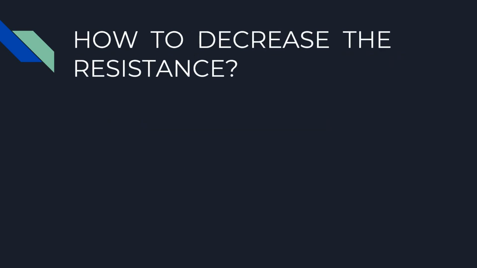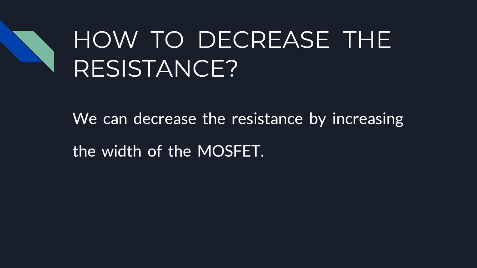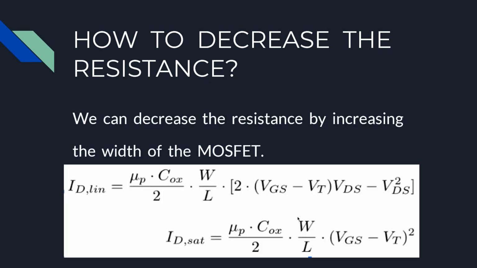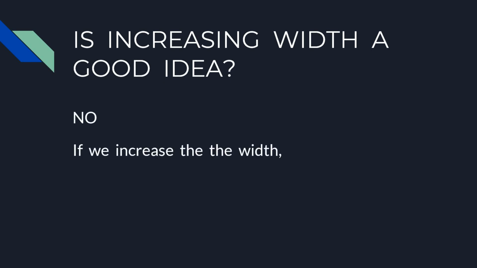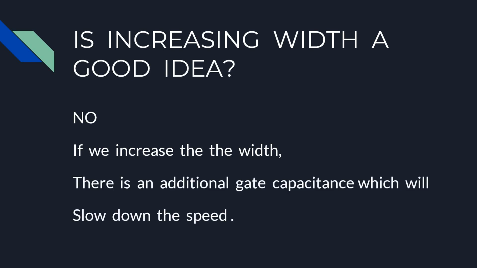How to decrease the resistance? We can do that by increasing the current. If we increase the current in the circuit, the resistance decreases. We can increase the current by increasing the width. If width increases, current increases, thereby resistance decreases. But is increasing width a good idea? No. If we increase the width, there is an additional gate capacitance slowing down the transitions from the input node to the output node. So the speed decreases.